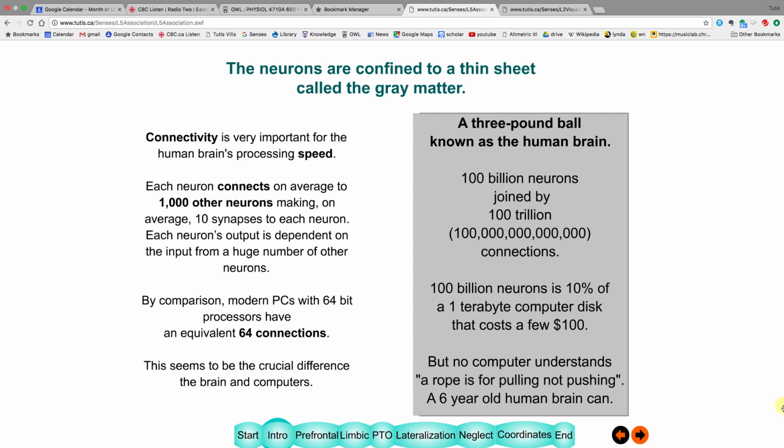Now, this connectivity, the amount of connections we have, is what distinguishes us from computers. I think it's going to be still a while before we have AI take over, because each of the 100 billion neurons makes 1,000 connections to 1,000 other neurons. And each with very strong synapses, 10 synapses per neuron. But the important thing is that it connects to 1,000 others. And it's far more than any PC, which has sort of 64 wires running from its processor to different parts of its memory.